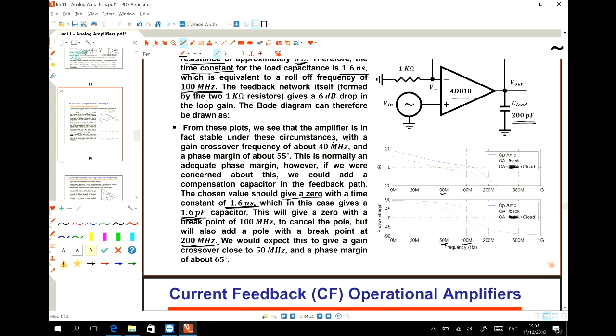So you see that when we add the feedback, the phase margin, for example, at 50 megahertz, is 45 degrees without the compensation. But when we add the compensation or the feedback, then we will see that the phase margin increases, for example, to 60 degrees or 70 degrees. This is how it helps increase the stability of the amplifier.